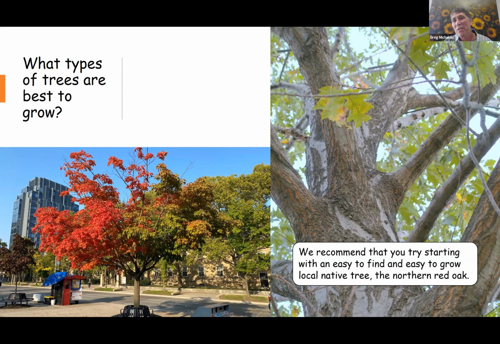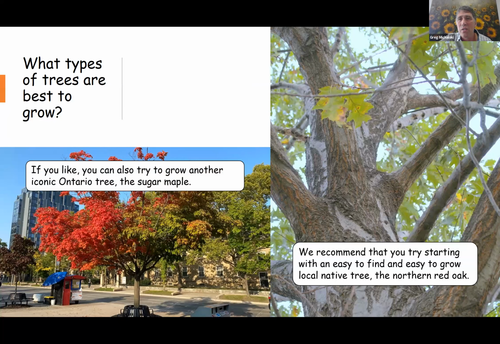But obviously, as we hinted at with the land acknowledgement that was read earlier, people have been here for hundreds and hundreds of years. And even back then, Indigenous communities recognized the importance of the oak tree as a foundational species. So now finally, in the last few decades, scientists are really recognizing how important these foundational species are. So northern red oak and the sugar maple are the best to grow.